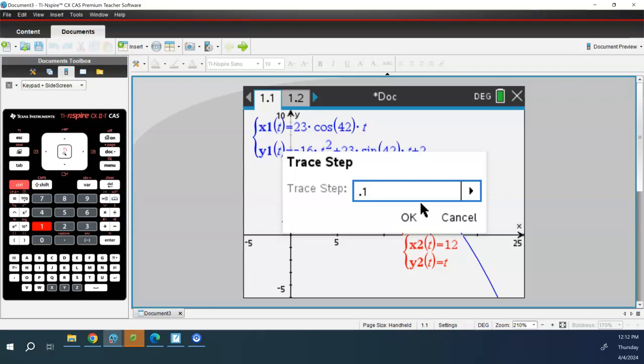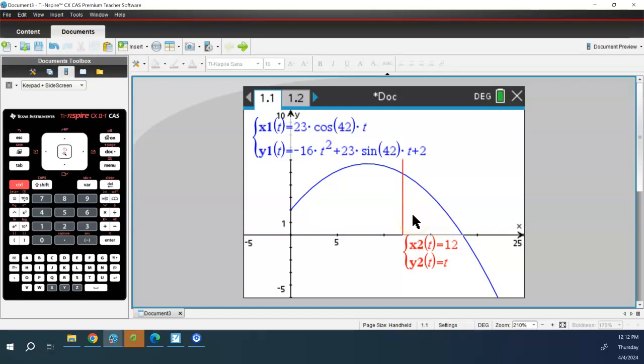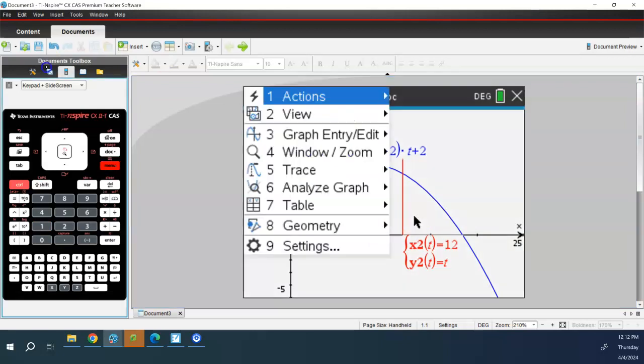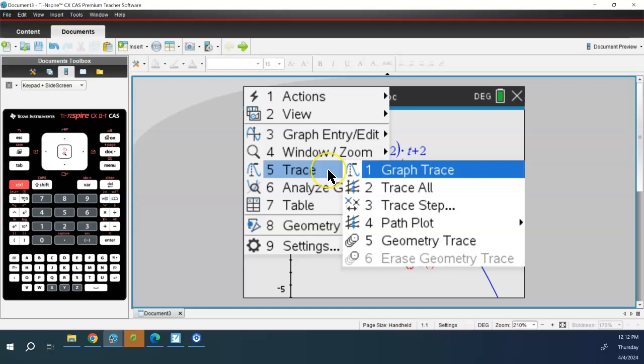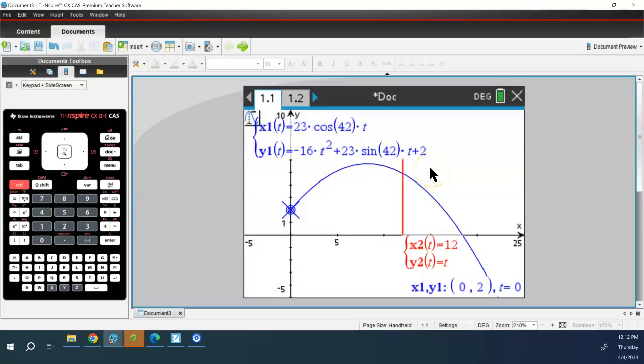Now, downfall, when I hit OK, it takes me all the way back out. So I got to retouch menu, retouch trace. This time I want to go graph trace. So at 0 seconds, the spitball is still in the straw, and the person is getting ready to expel their air to launch said spitball. Then, here's the flight of the spitball.